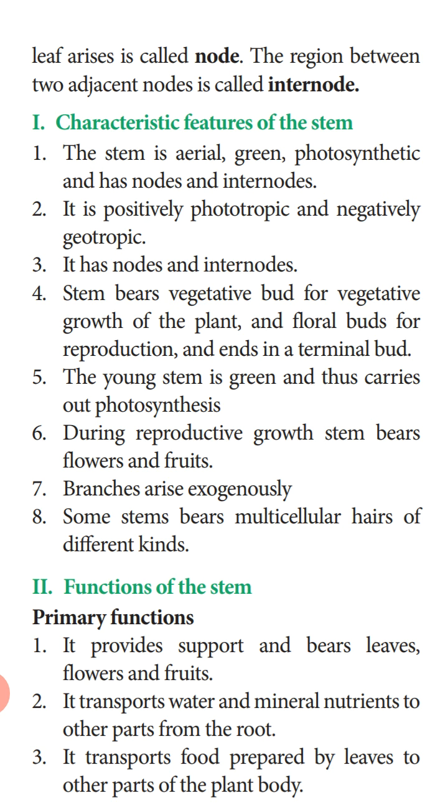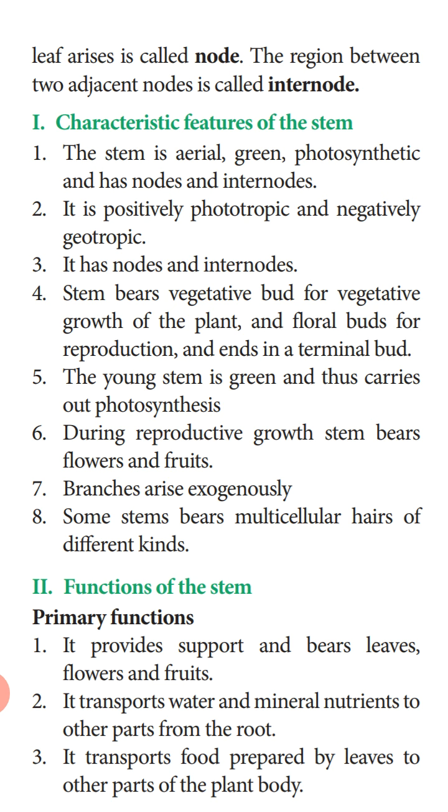The young stem is green and thus carries out photosynthesis. Young stems have the photosynthetic pigment, so they are green in color and help in the process of photosynthesis. Now, during reproductive growth, the stem bears flowers and fruits. When the plant matures, after the complete vegetative growth has taken place, the plants will start producing flowers and fruits. As we know, the flower is a reproductive structure.